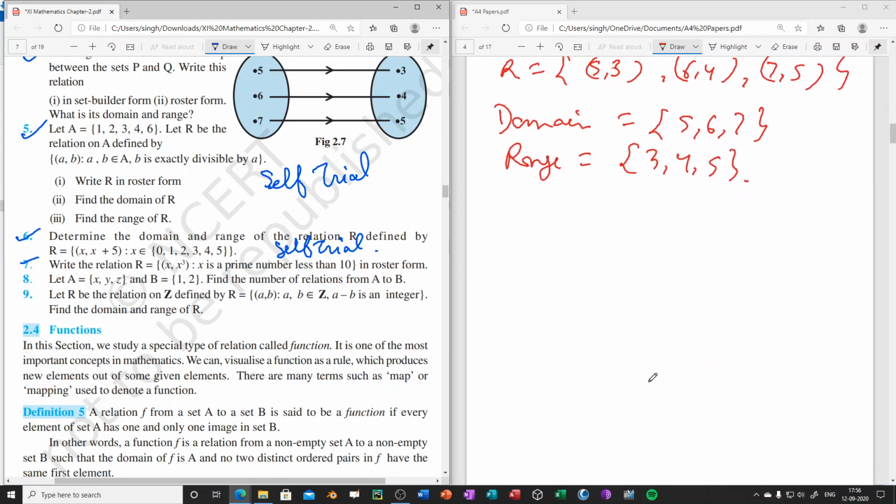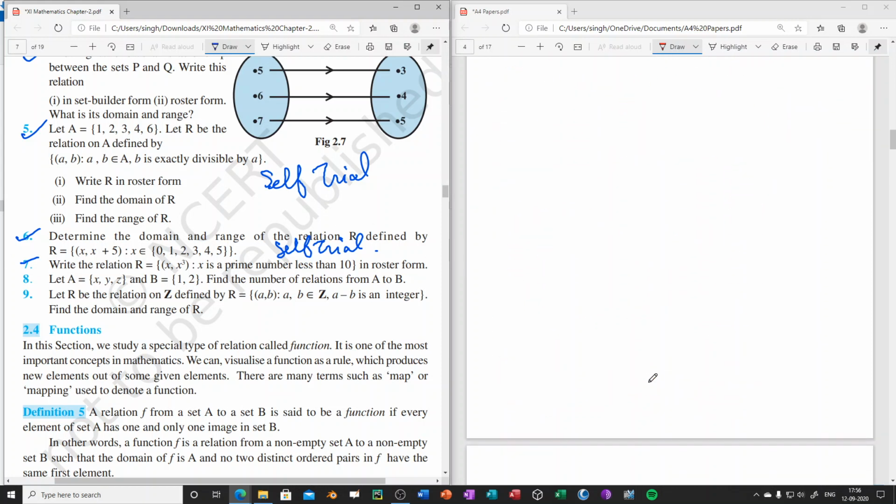Now let us go to question number 8. We have already written the property, the rule for solving questions of the type of question number 8. What is the question here? Let A equal to the set containing the 3 elements x, y, z and B equal to the set containing 2 elements 1, 2. Find the number of relations from A to B. So first of all we will find how many elements there are in A cross B. Question number 8 now.